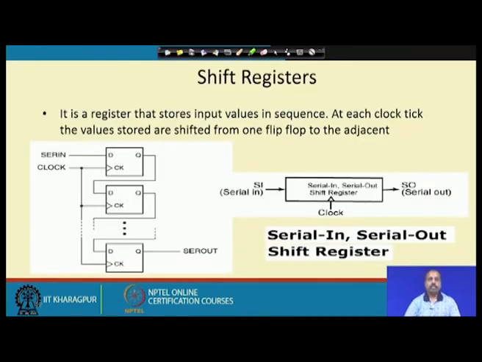Another class of registers are known as shift registers. So, a shift register is a register that stores input values in sequence. So, at each clock tick the values stored are shifted from one flip flop to the adjacent flip flop. So, there is a serial input.